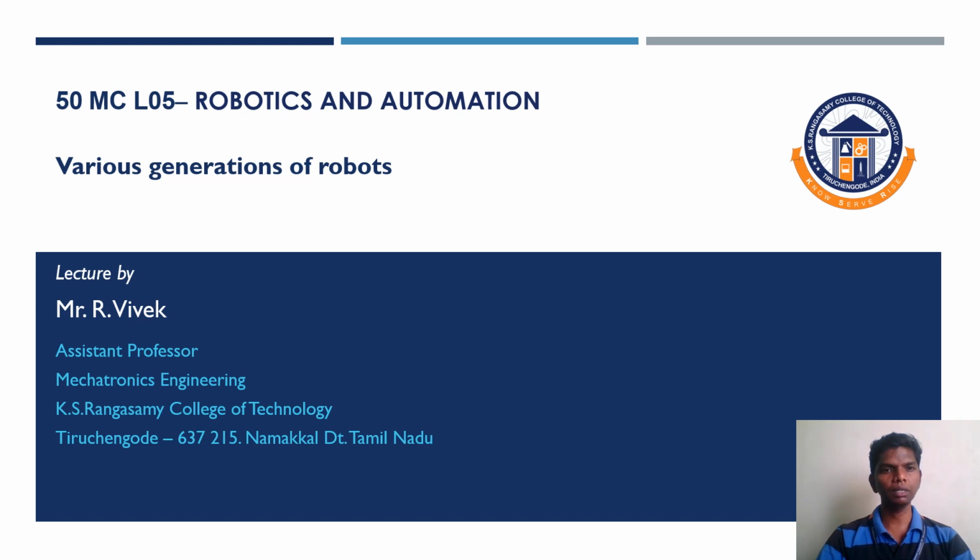In this video, I am going to talk about the subject 50 MCL05 Robotics and Automation. The first topic of robotics and automation is various generations of robot. In this video, I'm going to deeply discuss the various generations of robot.